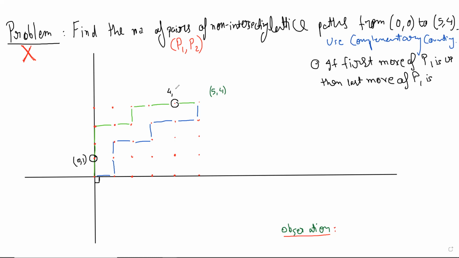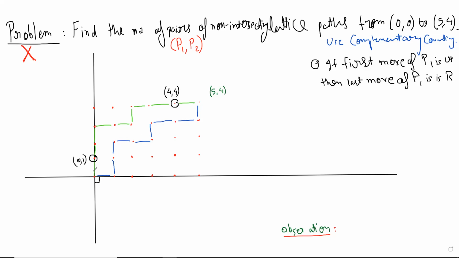So everybody agrees with this? That the last move will be right. Make sure of this. Anyone has doubts why the last move should be right? Because if the last move is also up, then the paths have to intersect somewhere in between. You can just see that intuitively.